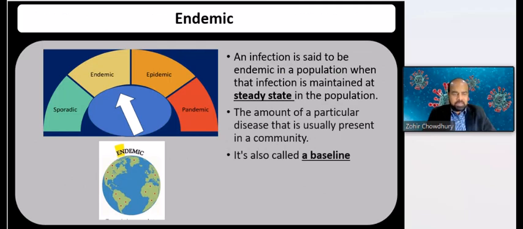The next term that I'll explain is endemic. So what does endemic mean? Endemic is derived from Greek en, meaning in or within, and demos, meaning people. A disease outbreak is endemic when it is consistently present but limited to a particular region. This makes the disease spread and rates very predictable. Endemic disease is the amount of a particular disease that is usually present in a community and is referred to as the baseline level of the disease.